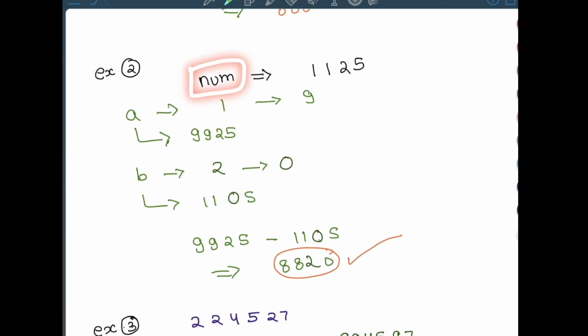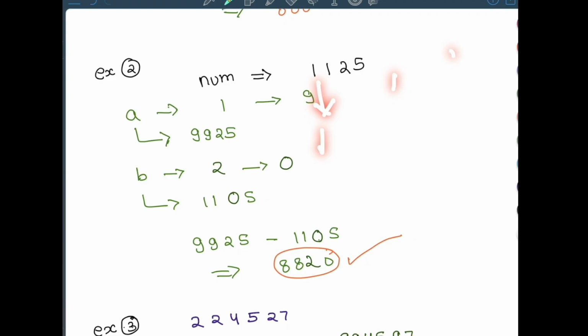Let us say the given input num is 1125. In this case, what we can do is we can say, let us try to replace 1 with 9. So I can pick the digit 1 and I can replace it with 9. So our number will become 9925. And let us say it is A. What about B? Now for B, I can say that let us replace 2 with 0. But I can replace 1 with 1, right? This is allowed. You can replace the same digit. That is, you can choose the same digit and replace it with the same digit.